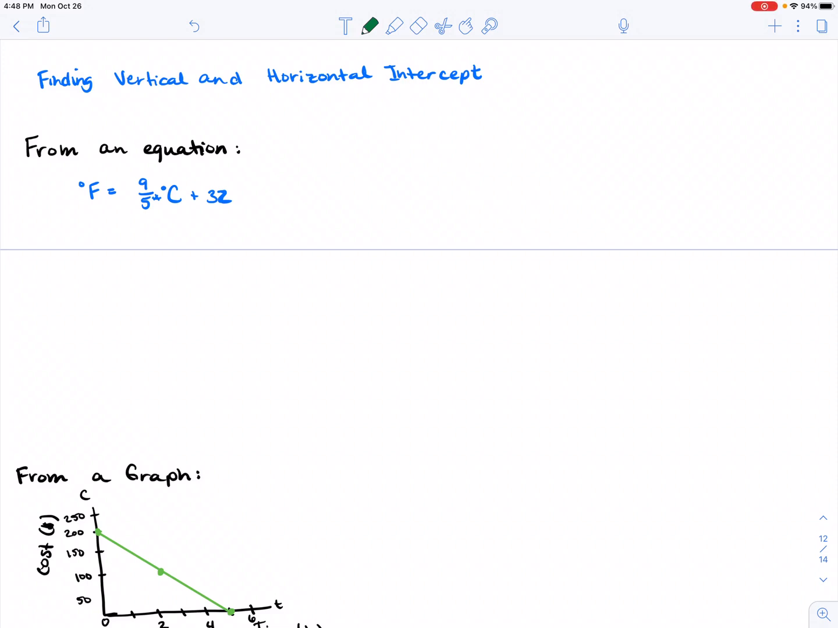Welcome to the tutorial for finding the vertical and horizontal intercepts.